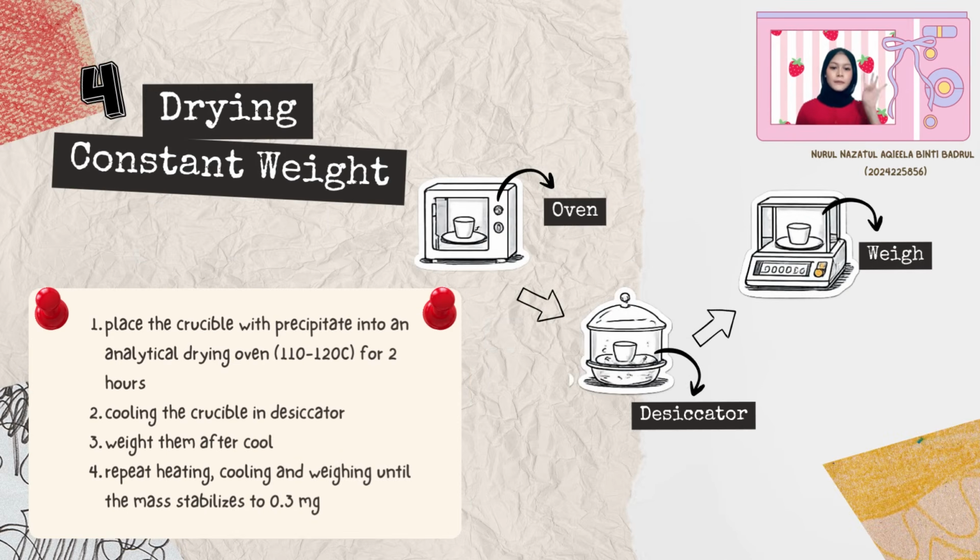Finally, we have step 4, drying and constant weight. We place the crucible with the precipitate into an analytical drying oven at 110 degrees Celsius to 120 degrees Celsius for 2 hours to drive off all the moisture.